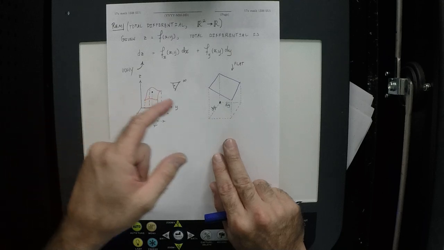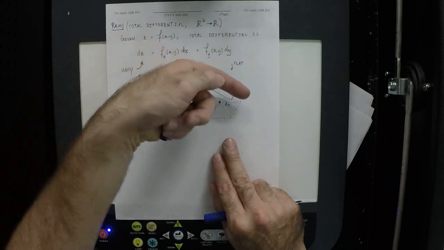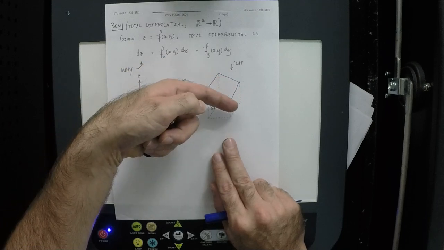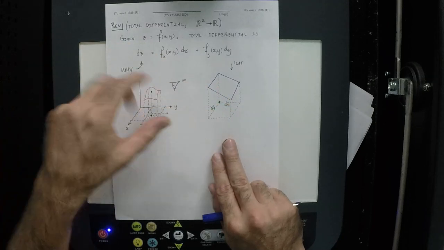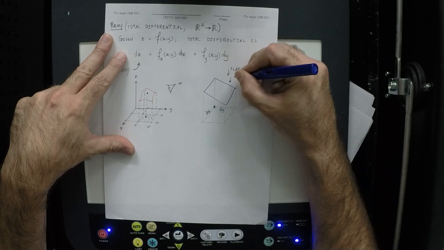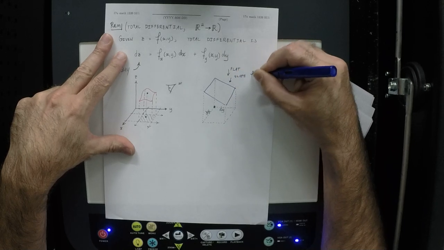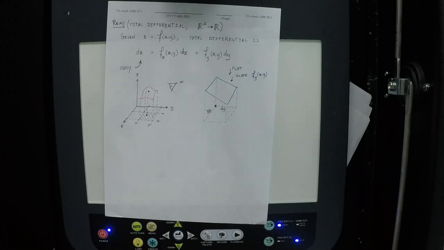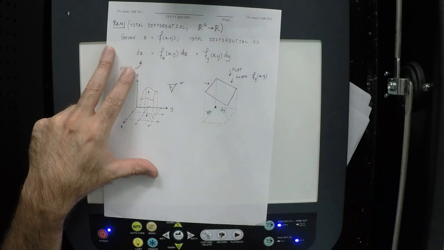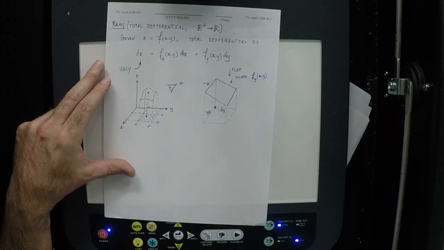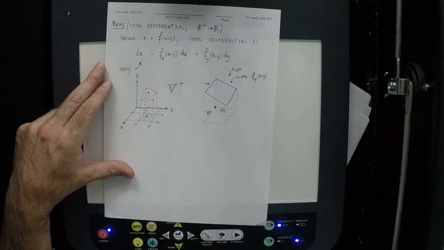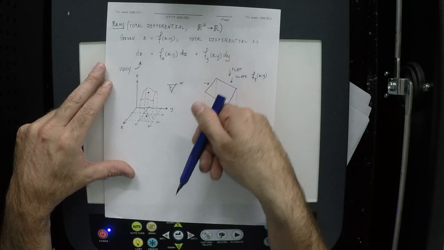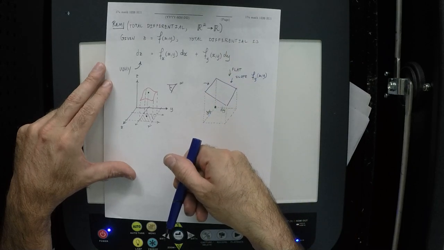Not quite. Because you're going this way, which one would it be? It'd be the partial of z with respect to y. That's how much you're sloping in the y direction. What's the slope of this one? If traveling in the y direction you have slope y partial, what do you have traveling in the x direction? The x partial.